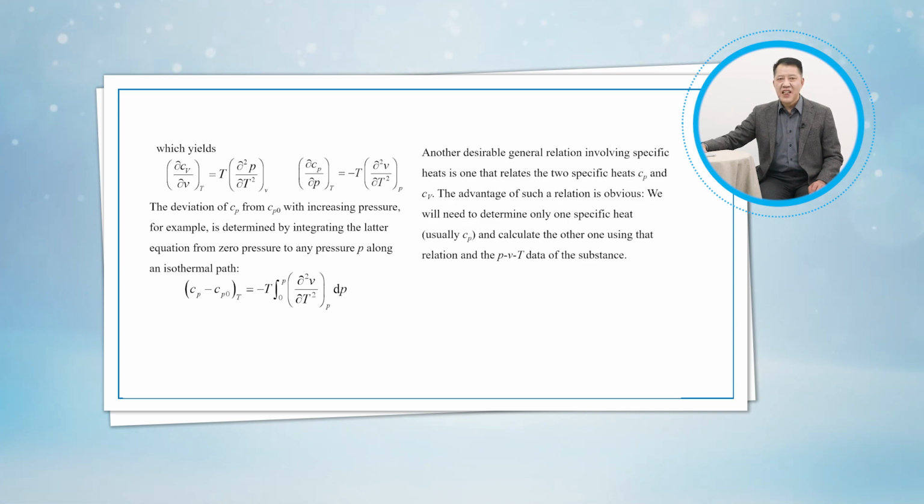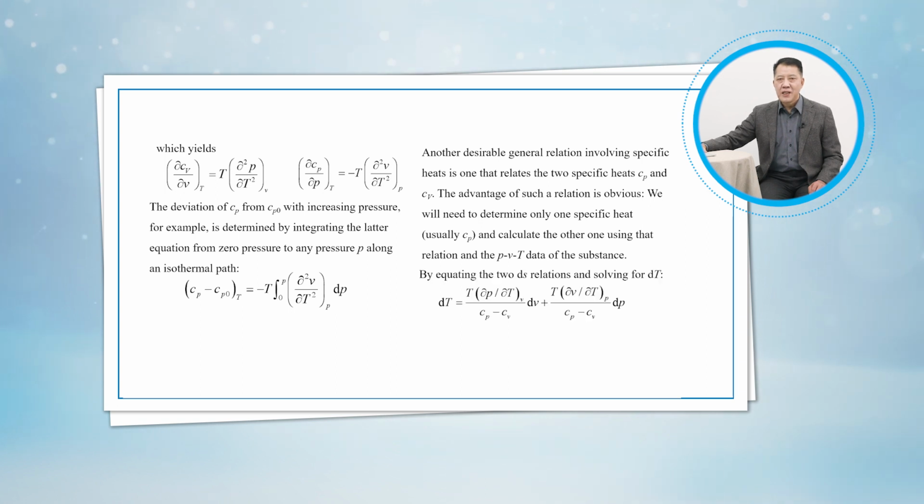Another desirable general relation involving specific heats is one that relates the two specific heats, Cp and Cv. The advantage of such a relation is obvious. We will need to determine only one specific heat, usually Cp, and calculate the other one using that relation and the PVT data of the substance.